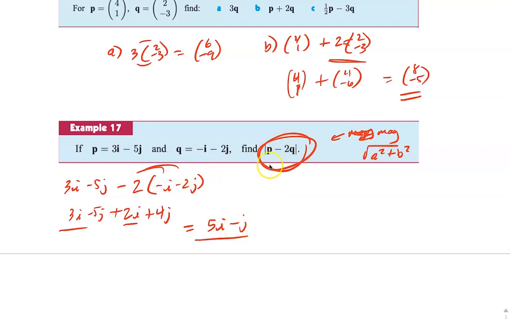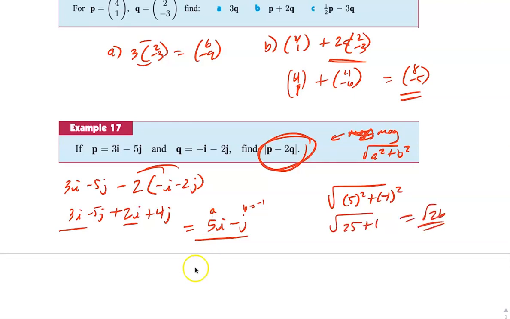I get this. Now I want the magnitude, so you just use the formula to figure out how long this vector is. When you plug them into this formula, remember, don't plug in the i and j. They just let you know what's x and y. So this lets me know my a is 5, my b is negative 1. So you just plug that in: 5 squared plus negative 1 squared. So 25 plus 1, radical 26. And there you go.